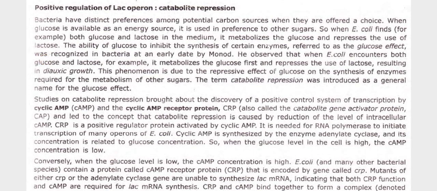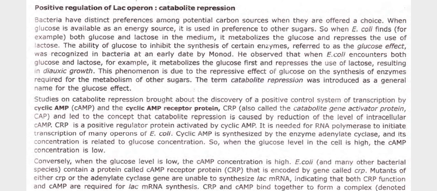Positive regulation of lac operon. Bacteria have distinct preferences among potential carbon sources if they are offered a choice. When glucose is available as an energy source, it is used in preference to other sugars. So when E. coli finds, for example, both glucose and lactose in the medium, it metabolizes the glucose and represses the use of lactose. The ability of glucose to inhibit the synthesis of certain enzymes, referred to as the glucose effect, was recognized in bacteria at an early date by Monod.